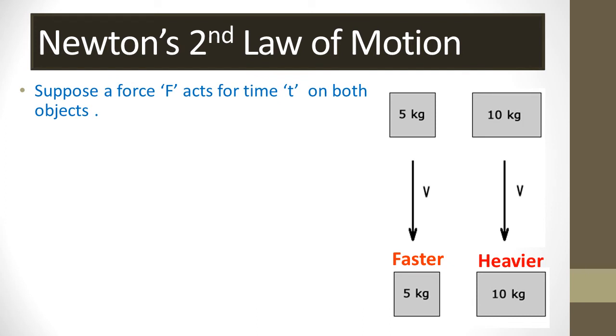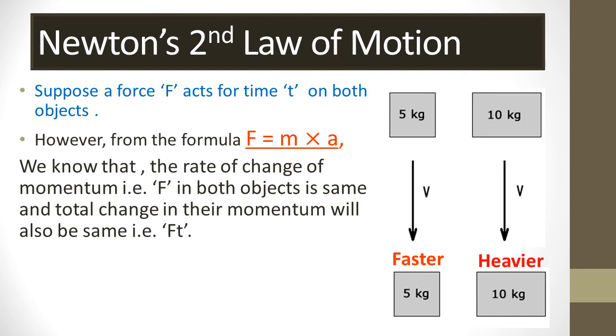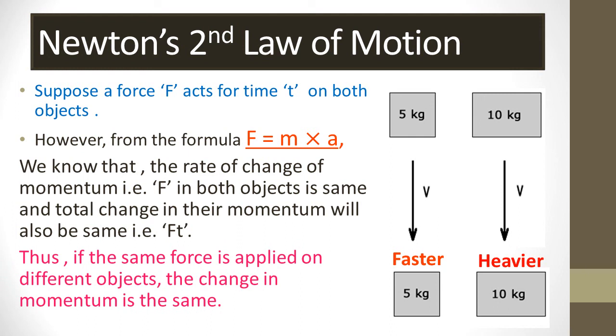Suppose a force F acts for time t on both the objects. However, from the formula F is equal to ma, the second law of motion, we know that the rate of change of momentum, that is F, in both objects is the same, and the total change in their momentum will also be the same, that is Ft. Thus if the same force is applied on objects having different masses, the change in momentum will be the same. Although the masses of the objects are different, the force and change in momentum will be the same.